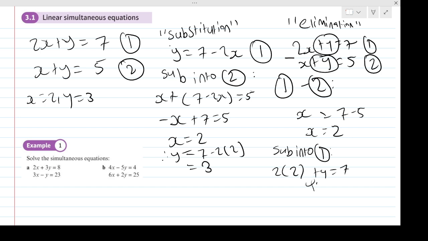Well, 4 add y equals 7. Therefore, y is 3. And there we are. We've got the same solution there again. Cool. So that's the whole idea, right?